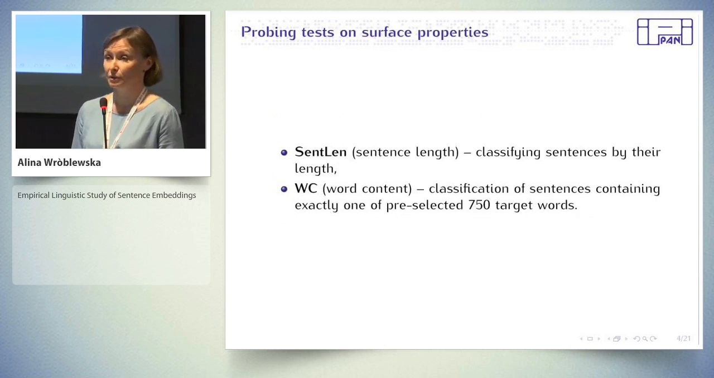Now I present our probing tests. The first two are general tests used previously by different researchers, and they are based on surface properties, sentence length and word content. The first test consists in classifying sentences by their length, measured in tokens. And the second test consists in classifying sentences according to, in this case, 750 classes corresponding to pre-selected target words.